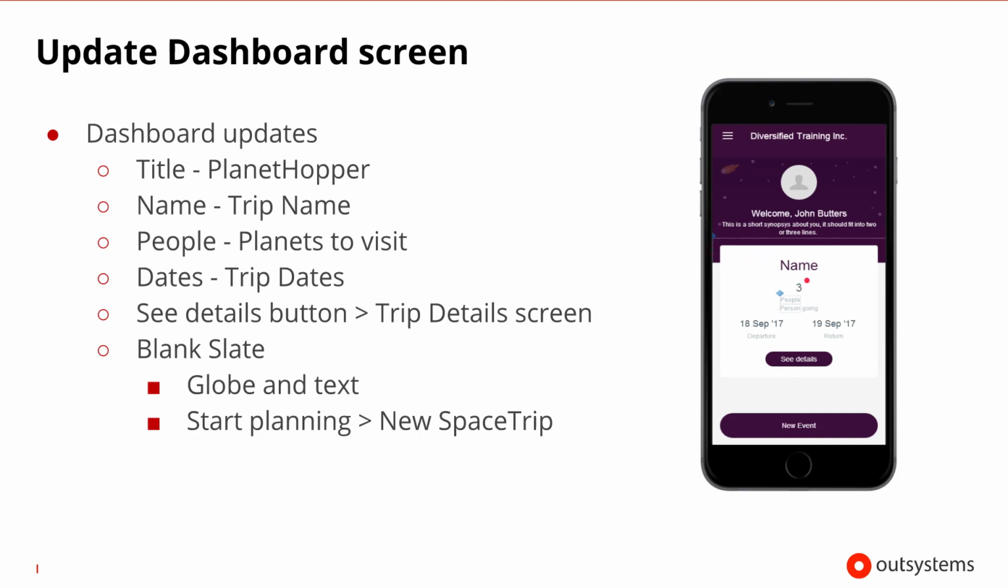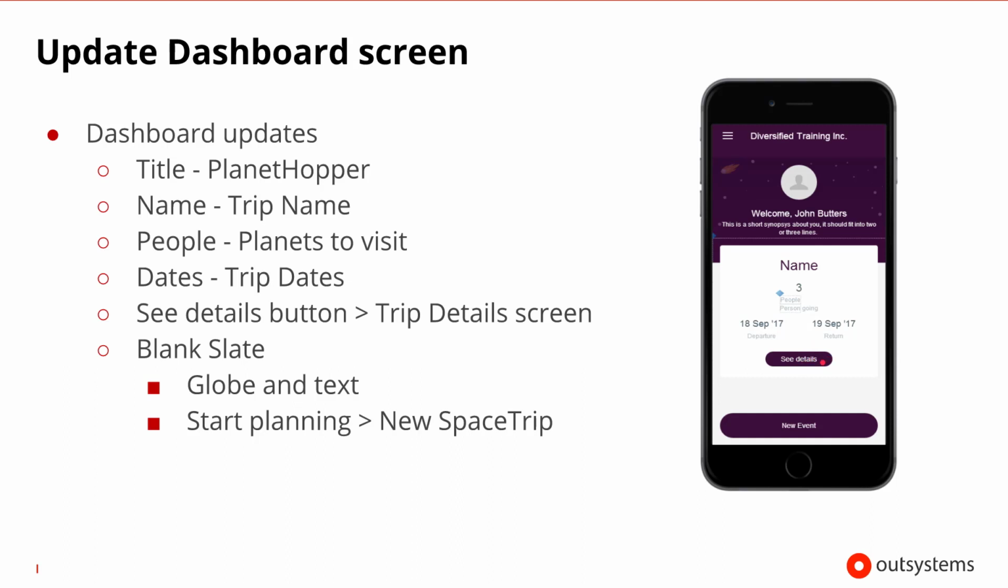And here we see the number of people that are going to an event. We're going to change this to the number of planets we plan to visit. We have some dates, so we'll update the dates to be the dates for our space trip. And then the See Details button will take us to the trip detail screen.